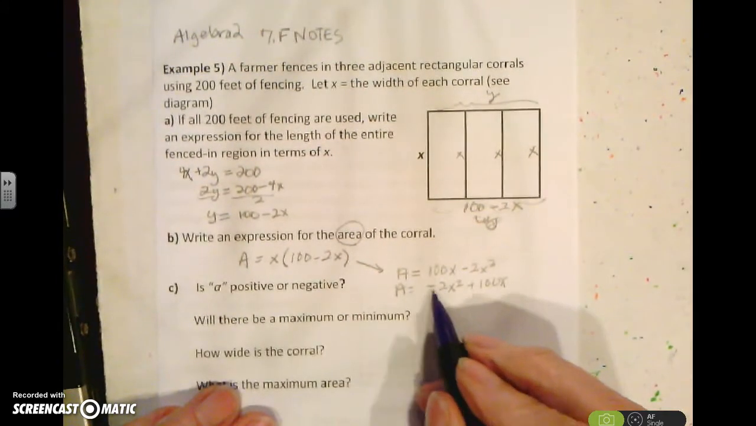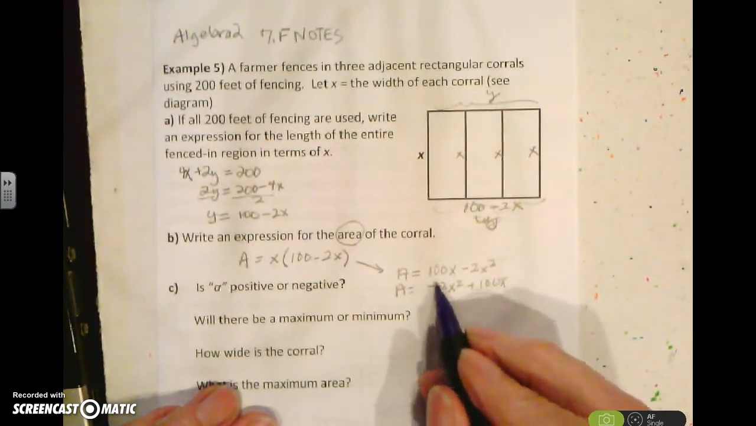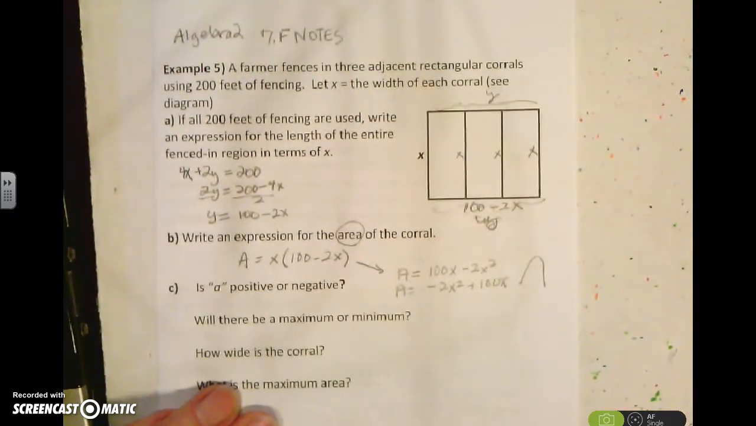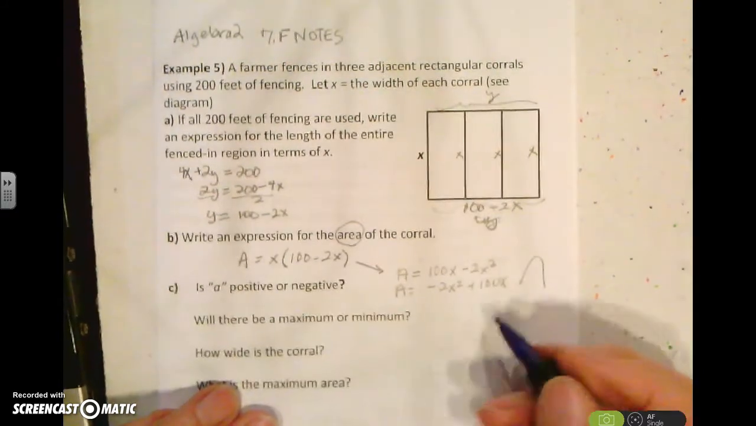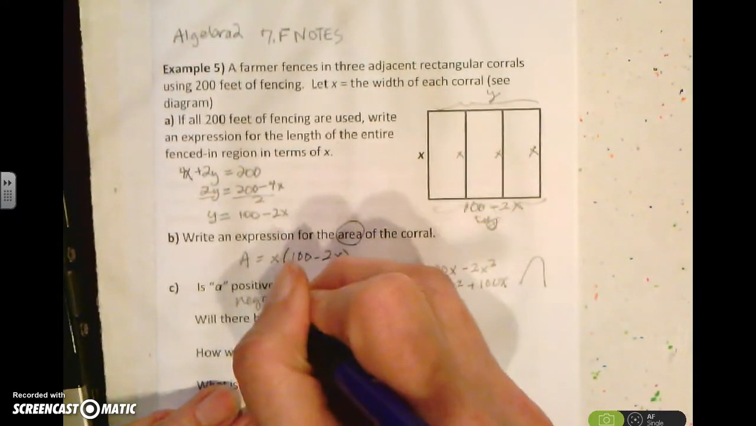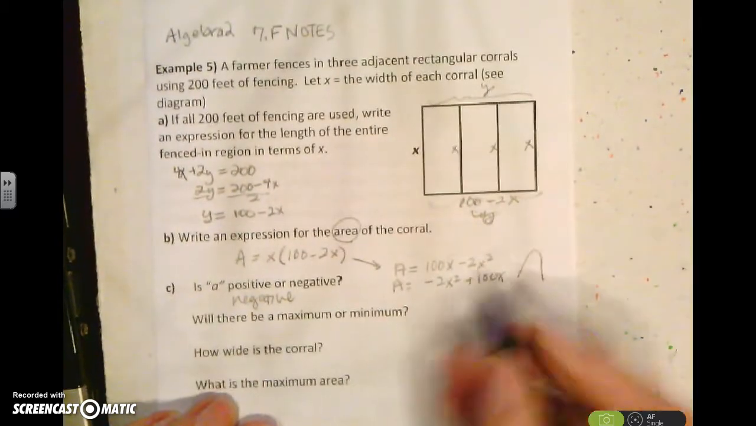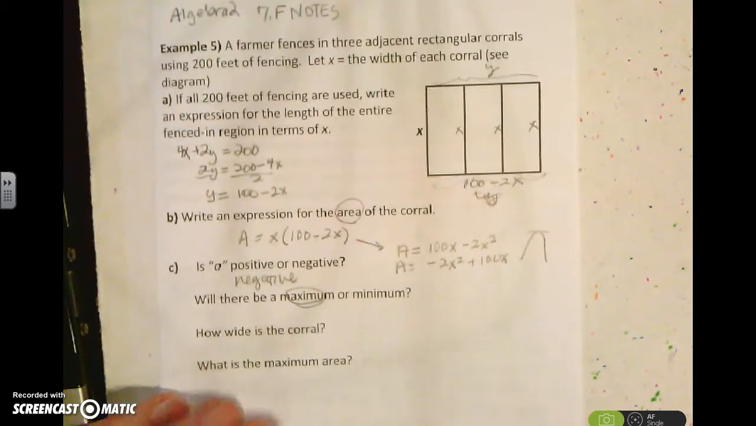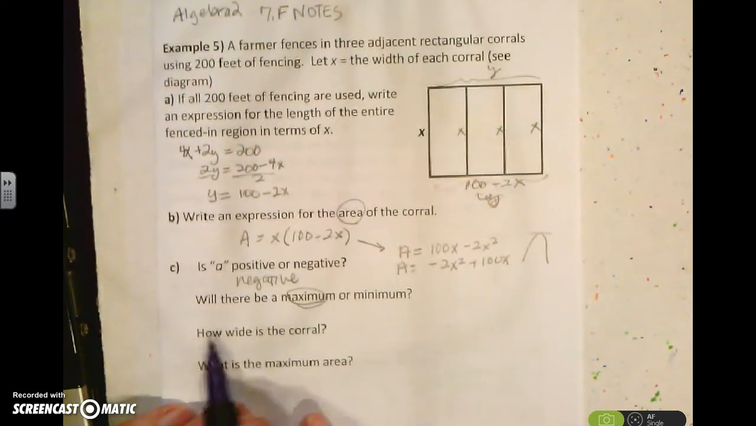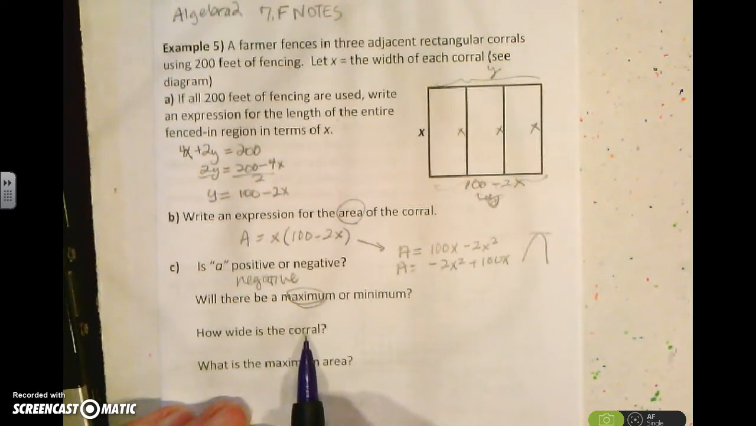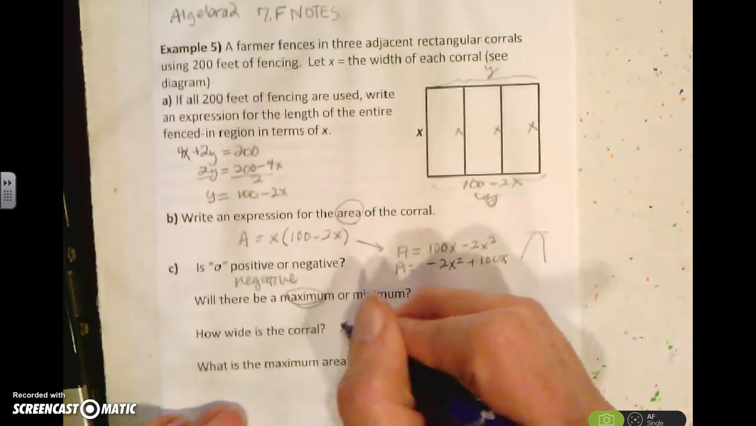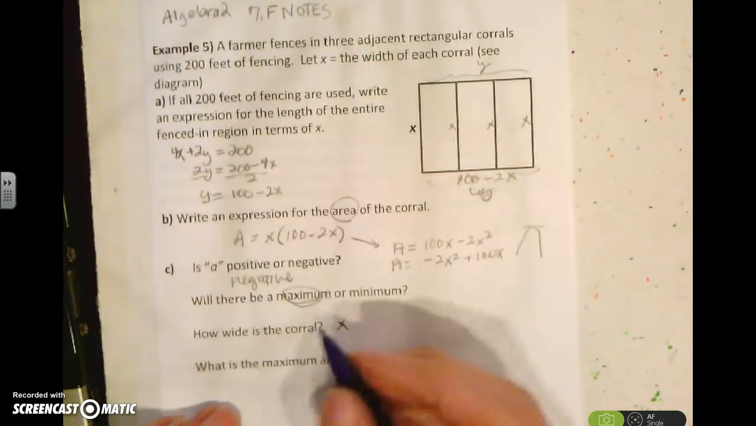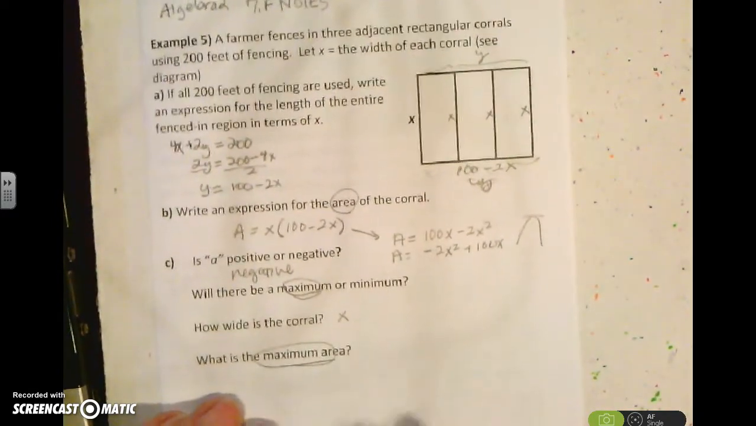So we can see here that the little a is negative, and that this is indeed a parabola that opens downward. So the a is negative, and therefore it opens downwards, and that means that we're going to have a maximum in our problem. So how wide is the corral? I'm not real sure what they're asking there, but I'm going to say X. It's X wide. And what is the maximum area? So I want to find the maximum area for this.